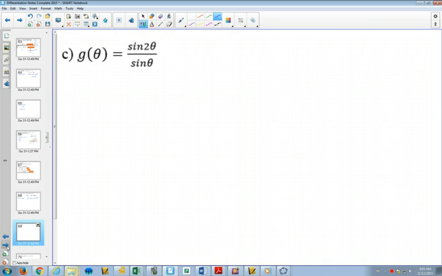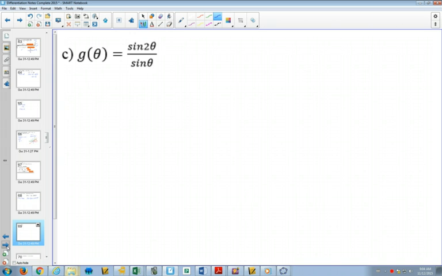So one of the things that is very helpful in derivatives, and in everything you're going to do in calculus, is have strong algebra skills. Is there something I can do to this equation to simplify it, to change it into a form so that doing the derivative will be easier?